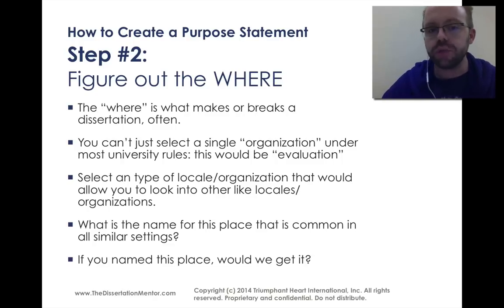So what you want to do is select a type of locale or organization that would allow us to look into other like locales or organizations. For example, I wouldn't pick my university as the one organization that I'm studying. Instead, I would say, I work for a nonprofit, private, religious, a four-year college. That narrows it down pretty well there. But I need to get even more narrow, and we'll talk about that momentarily.